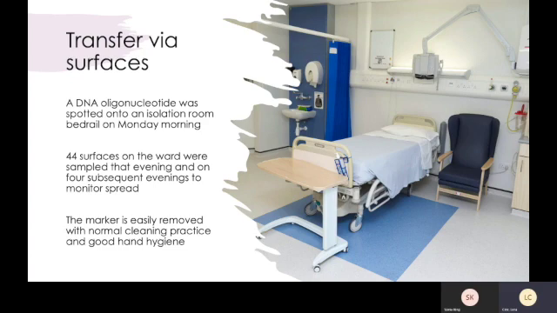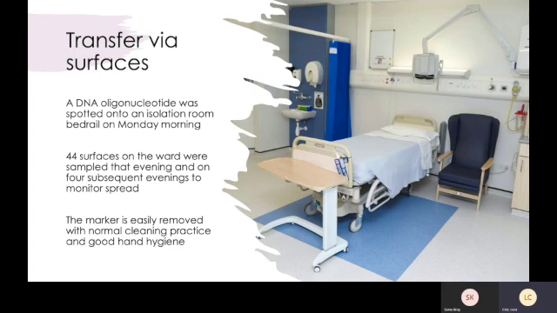on a Monday morning. And then we sampled 44 surfaces around that ward, not the surface that we inoculated originally, because we didn't want to remove the oligonucleotide from there. So then we sampled these 44 surfaces around the ward each evening during that week. So Monday evening, Tuesday, Wednesday, Thursday, Friday, and then we stopped.